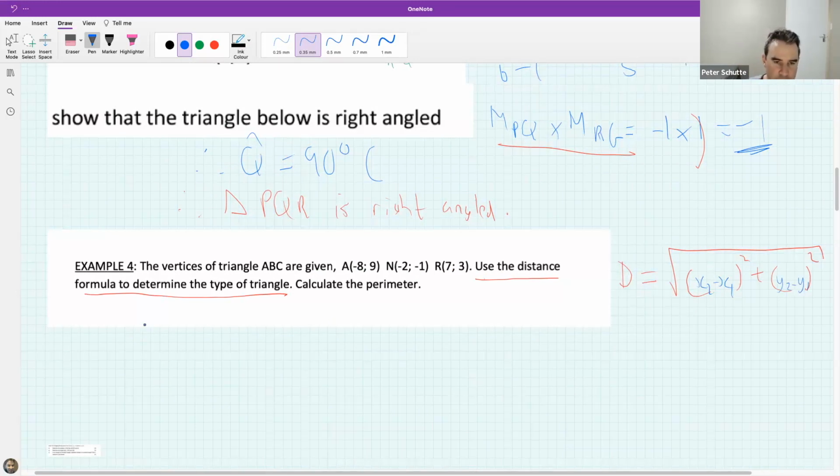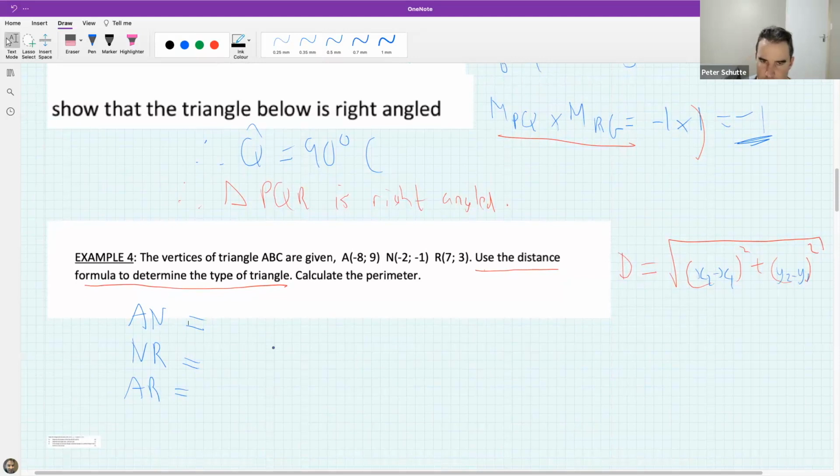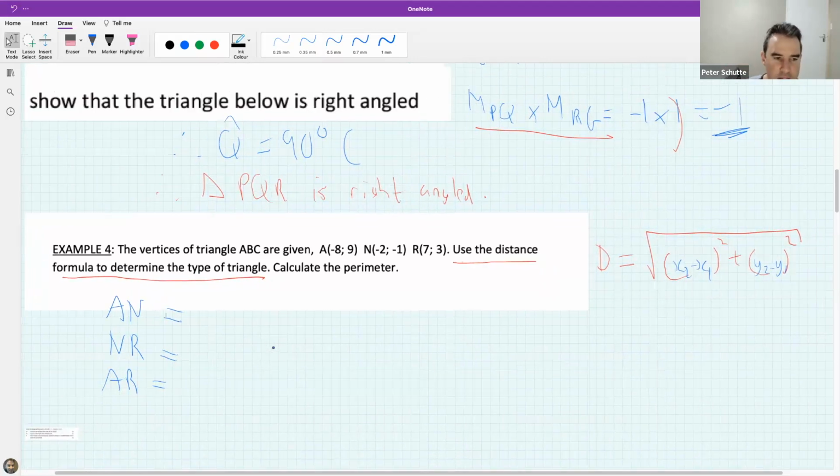And so what I want everyone to do is to work out for me the distance of AN, the distance of NR, and the distance of AR. And once you've done that, we can make some comments about this mystery triangle that we're trying to find out. Okay. So for those who are new, we did distance formula in lesson 1. If you are unsure and you need a bit of help, I'll actually do the first one now, AN, just to make sure everybody's on board.